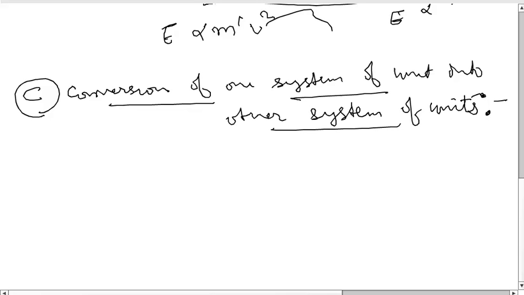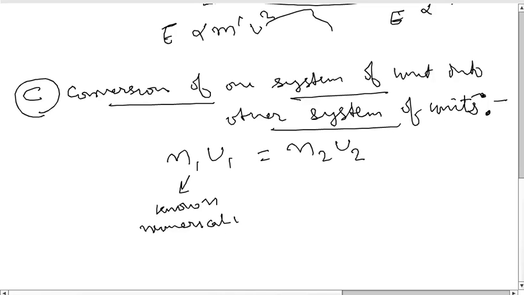What do we mean by that? Like in the last class, we converted 1 Newton into dynes. That dyne was the CGS unit, Newton was the SI unit. So if we have to convert such quantities, how do we write it? We did this in the last class also, but just how do we write it on paper? This is n1 u1 equal to n2 u2. Here n1 is known, n2 is unknown. For example, if you need to convert 1 Newton, then n1 will have the value 1. That is a known numerical value.